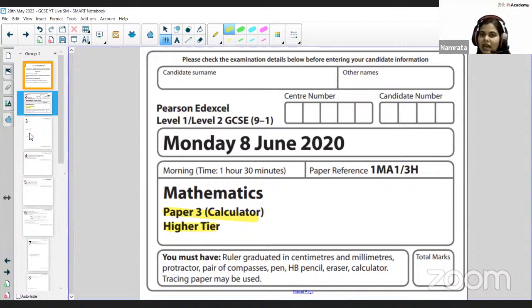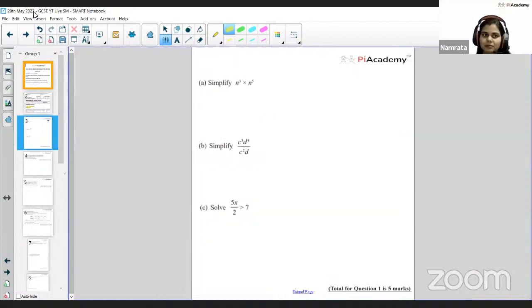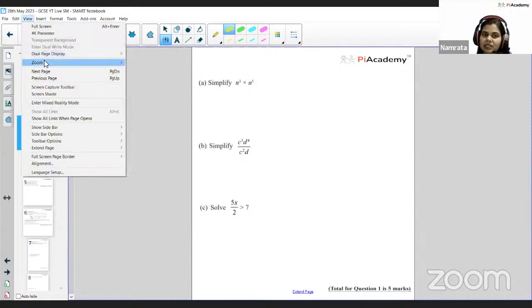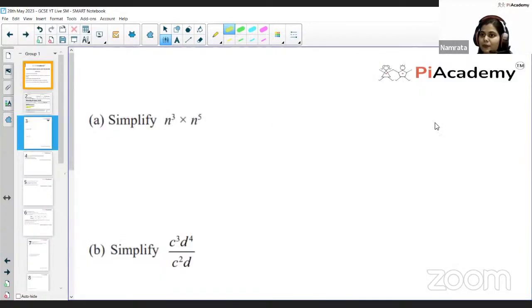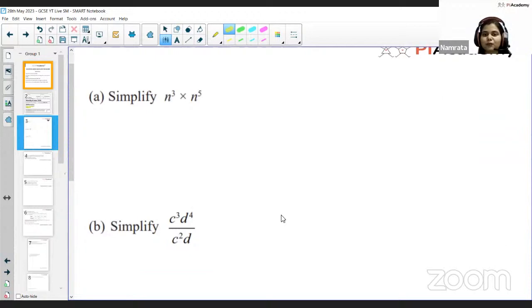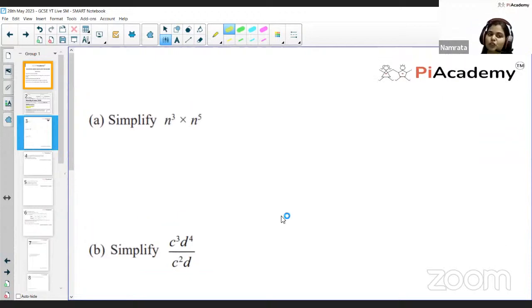So here we have the first question. I'll increase the size in order to help us understand and view the questions in a better way. We have some subparts for this one. The very first one is we need to simplify the given expression. So take your time. We'll start discussing within a minute.